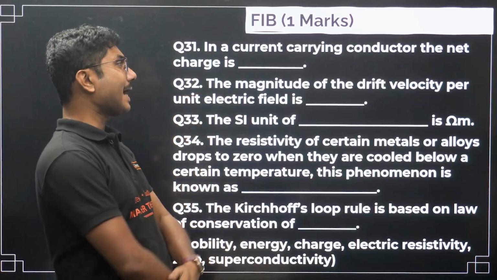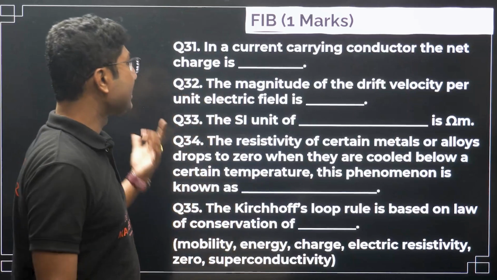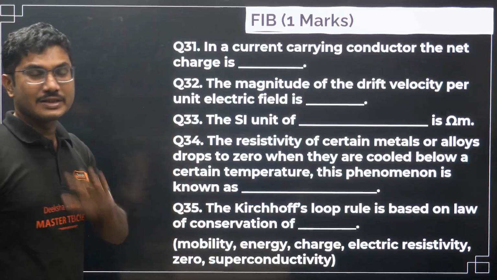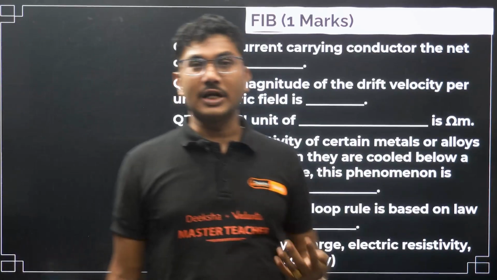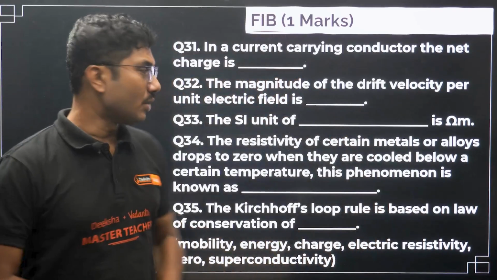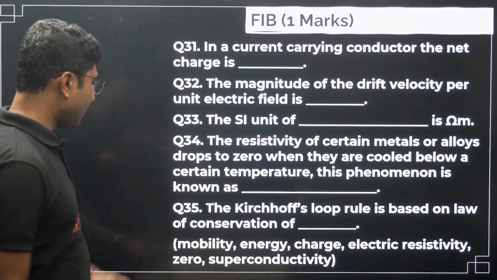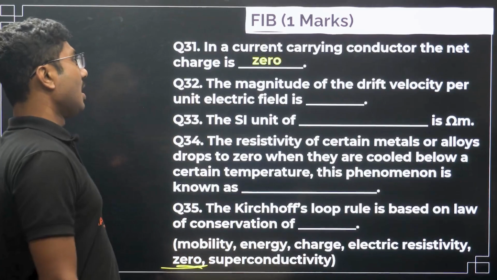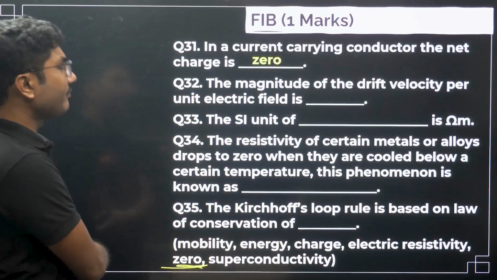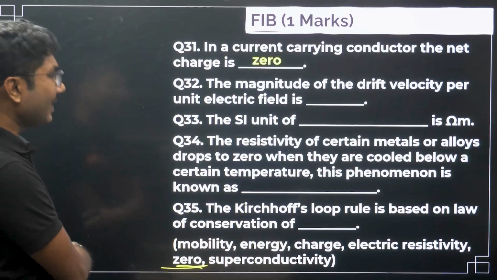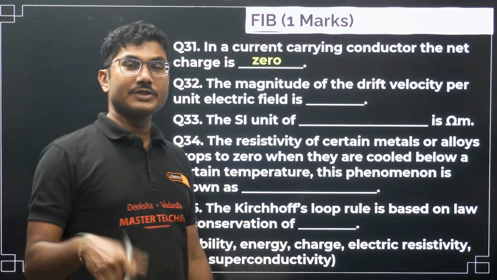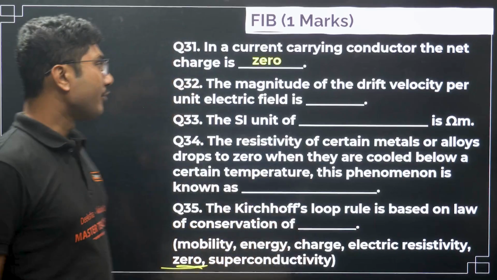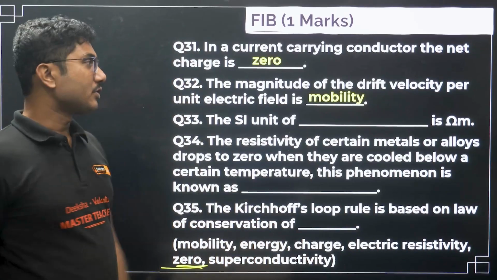In a current carrying conductor, the net charge is always 0. Whatever is the number of positive charges, the negative charges will be equal. So net charge must be 0. So you have to check and mark it 0. The magnitude of drift velocity per unit electric field, we have already solved it in the MCQs, which is called mobility, right?